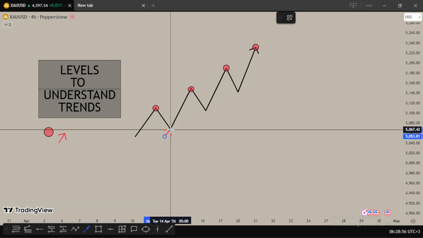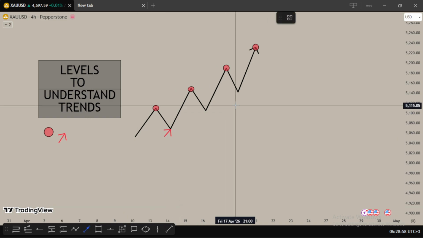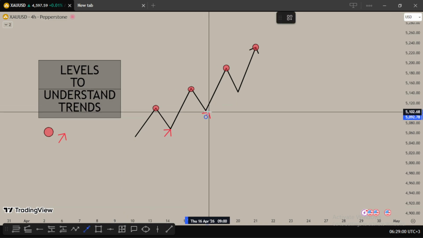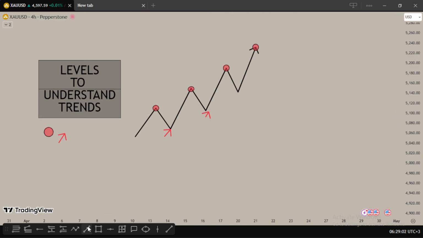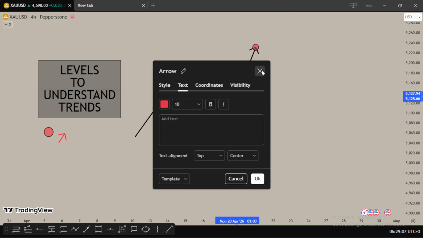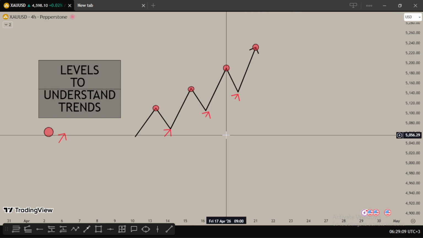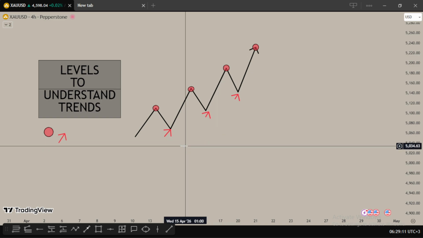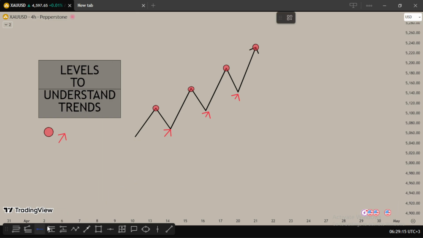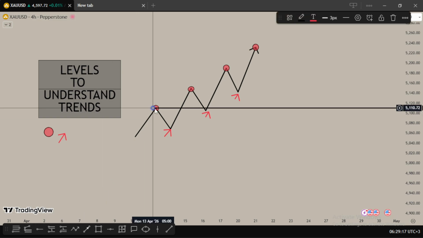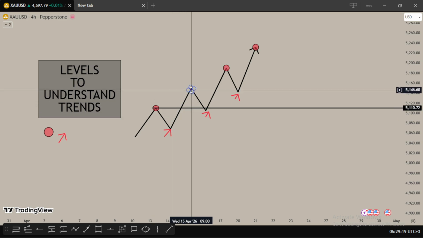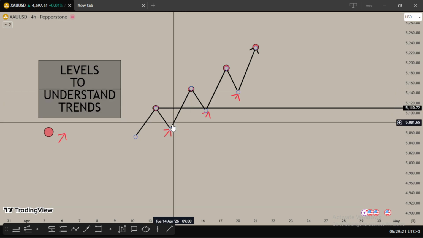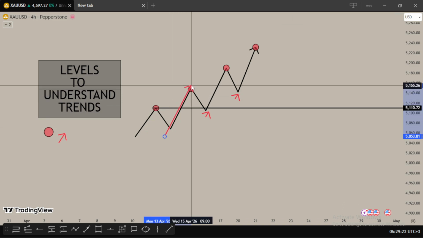At this level, we have buyers. At this level, we have no level in the same area. At this level, we have buyers, and at that level, we have buyers. Now, the second question that you need to ask yourself is, what are buyers doing against sellers, or what are sellers doing against buyers? In this situation, the sellers are being broken out against by buyers, which means that buyers are in full control.